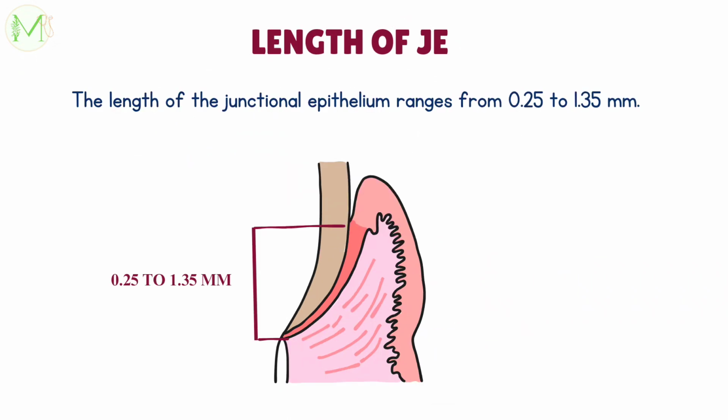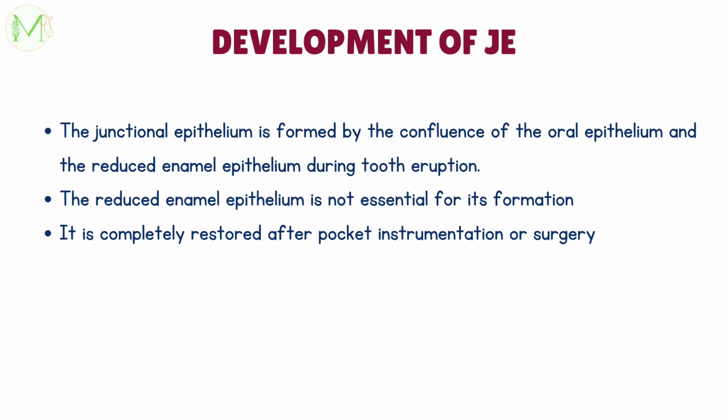This is an important MCQ question, the length of junctional epithelium. It is around 0.25 to 1.35 mm. Junctional epithelium is actually formed by the confluence of oral epithelium and reduced enamel epithelium during tooth eruption. But it has been noted later that reduced enamel epithelium is not essential for its formation because it is completely restored after pocket instrumentation or surgery, or even forms around an implant.